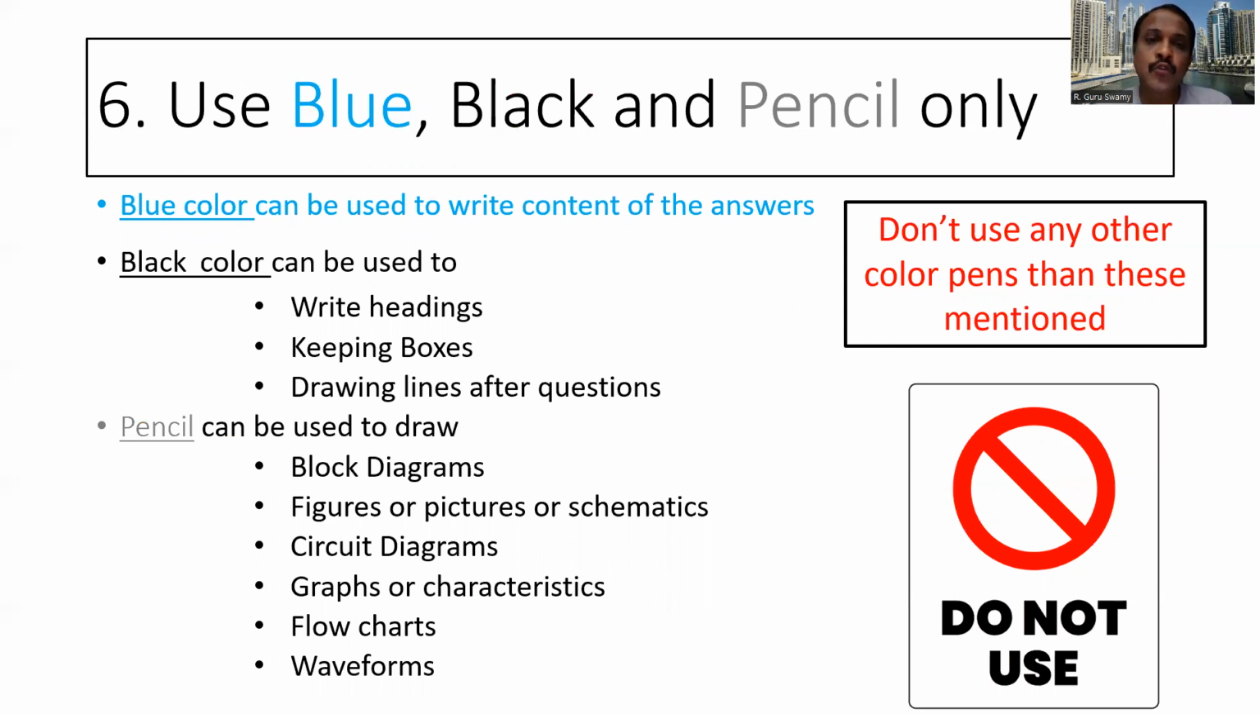And black, where do you have to use it? To write down the headings, students. I told you to keep the final answers, formulae, derivations, and all those things in boxes. For the boxes, you can use the black color, which really highlights. You can also use black for drawing the lines after completing the question. And the pencil, you can use wherever engineering concepts come, like diagrams, block diagrams, tables, graphs, flow charts, tabular columns. Pencil really helps you, students. If you make a mistake, you can erase it and correct it also.